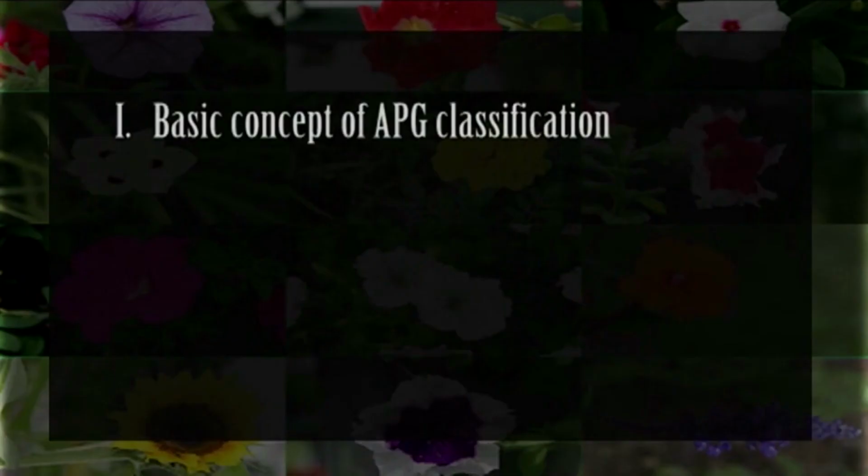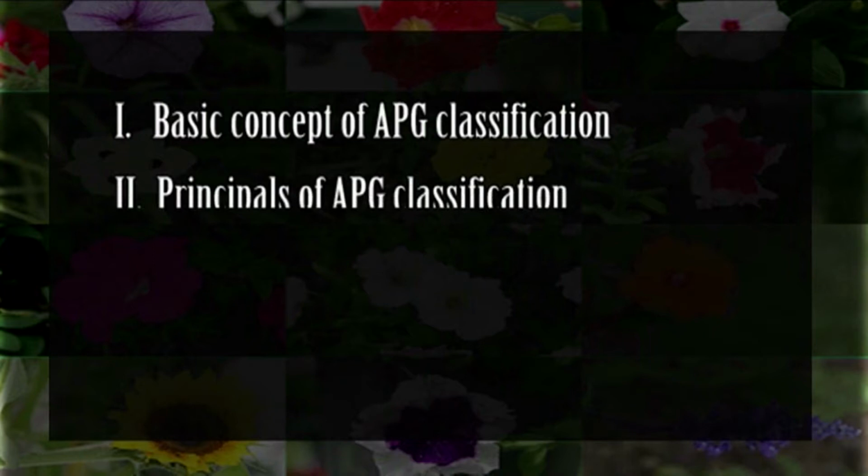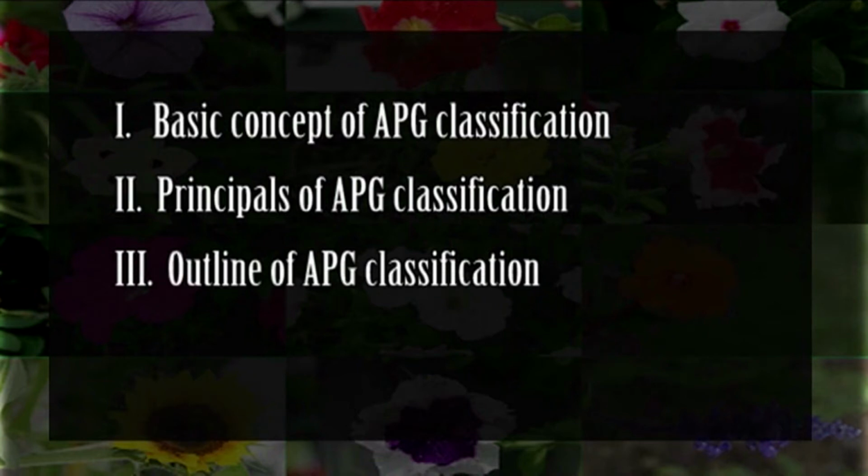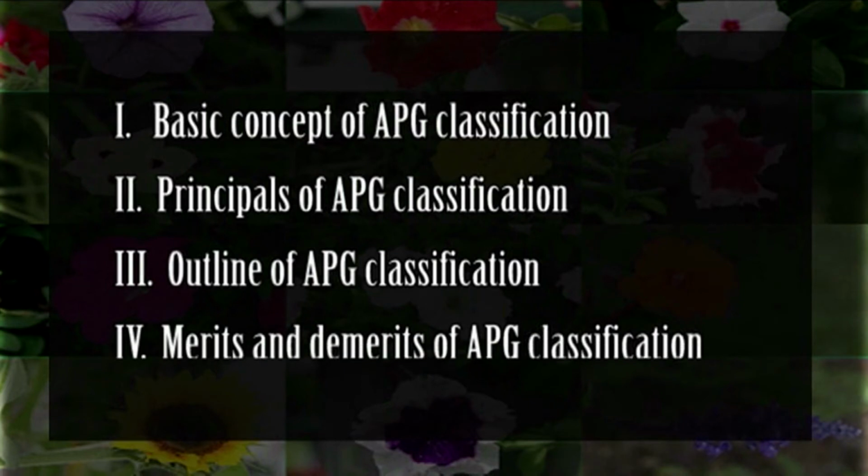In today's lecture, we are going to discuss, first of all, the basic concept of APG classification. Secondly, we will describe the principles of Angiosperm phylogeny classification. Thirdly, we will try to give an outline of classification. And lastly, we will highlight the various merits and demerits of this classification.